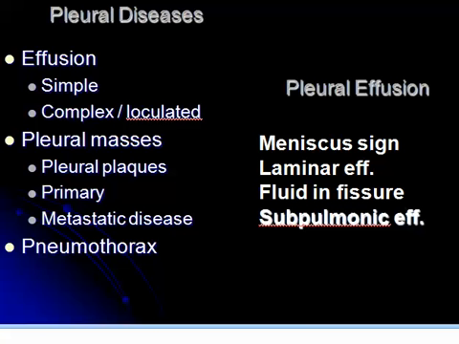Pleural diseases may be due to effusion, masses, or pneumothorax. For effusion, you will find meniscus sign, laminar effusion, fluid in the fissure, subpulmonic effusion.